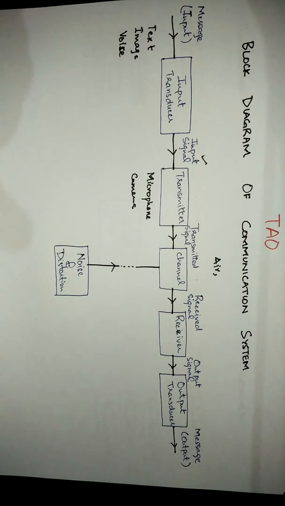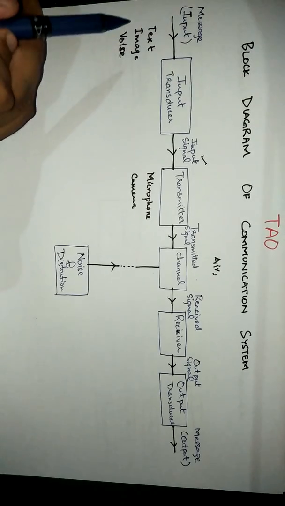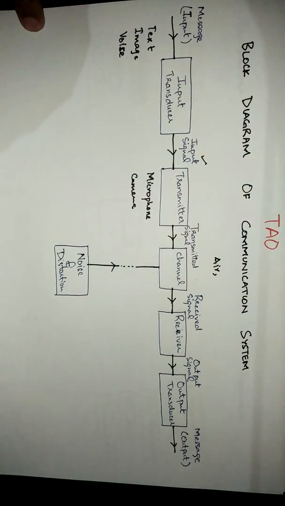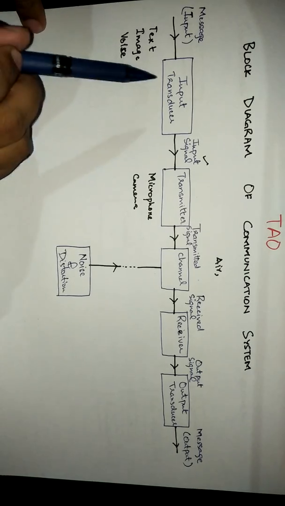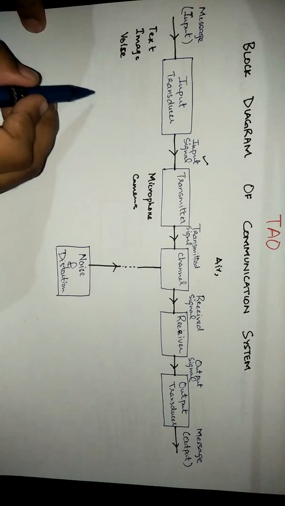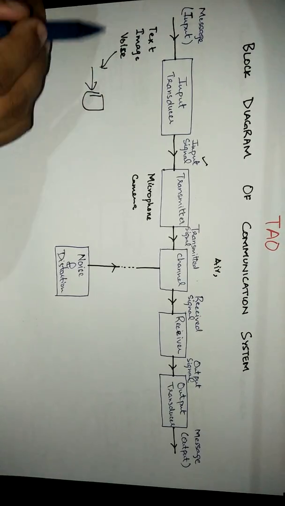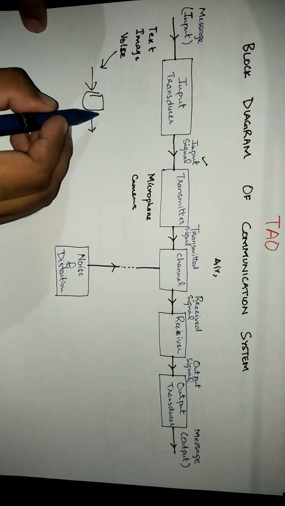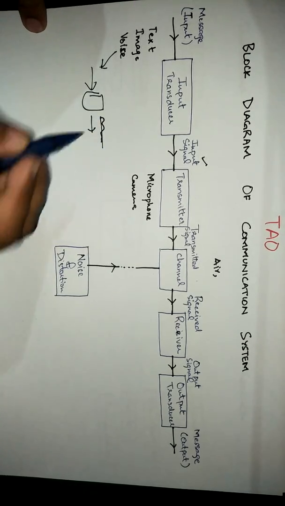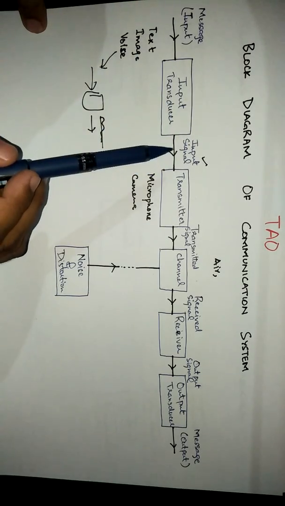So what happens when two persons want to communicate with each other? The first one sitting over here would send a message. The message may be text, image, voice or of any other type. The first block here is the input transducer. What a transducer does is take any sort of input and convert it into the form of a signal, an electrical signal. So the input message is converted into the input signal.